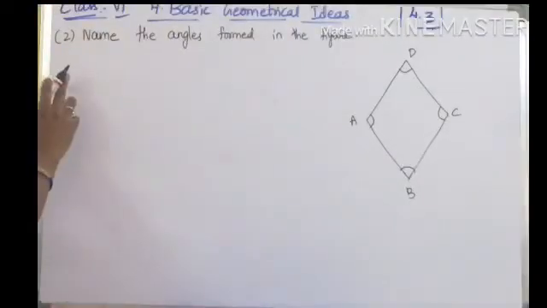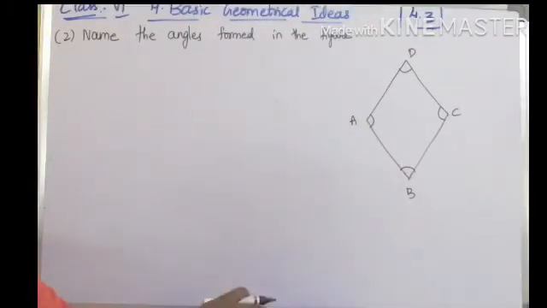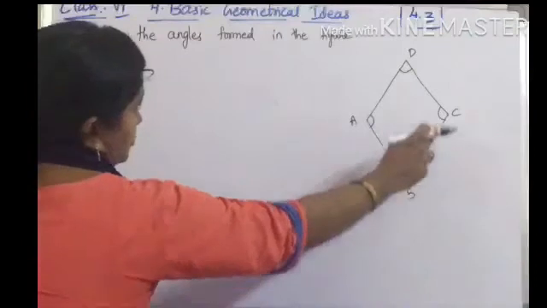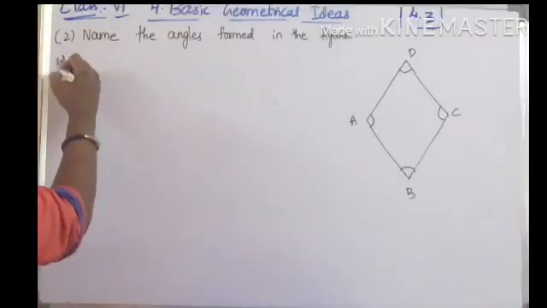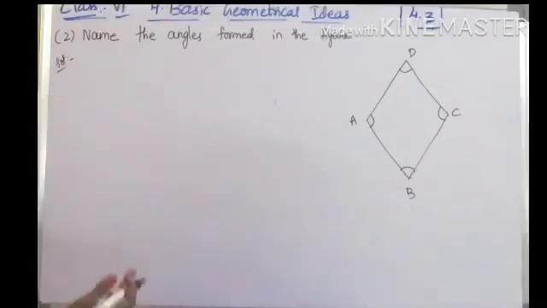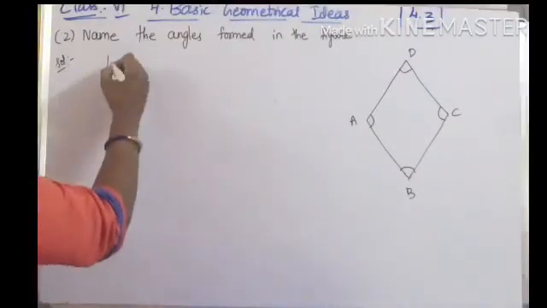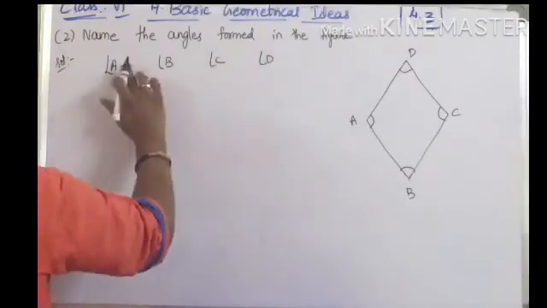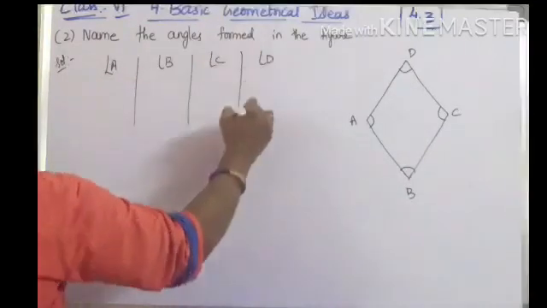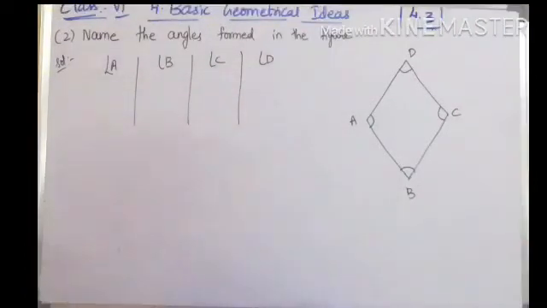Coming to the second question, children: name the angles formed in the figure. See the figure, how many angles are formed here? 1, 2, 3, 4, and we have to write their names. In short form, angles can be represented either with 3 letters or with single letters. So in both ways we are going to write now. Here angle A, angle B, angle C, angle D are formed, right? If I represent with single letters, you get angle A, angle B, angle C and angle D.